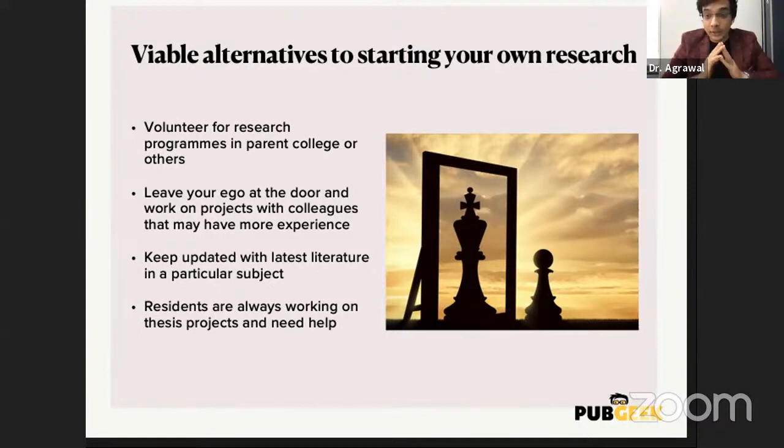And you can, at least if you aren't determined to start your research yourself, you can keep updated with the latest literature in a particular subject and see if you can replicate any of those researches for an Indian population. And if you still run out of those, there are residents who are always working on their thesis and need help, and they would love a medical student to come in and do some work for them. And you can definitely learn from them or learn from their mentors who have to work with them. So you don't have to run around looking for mentors either.